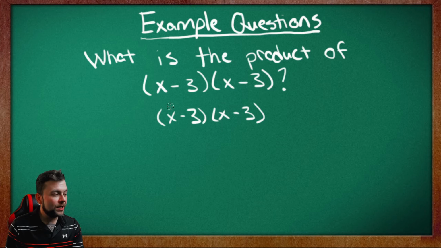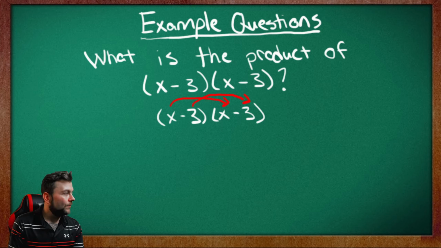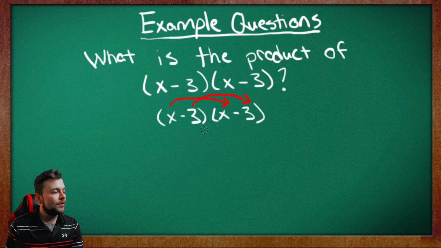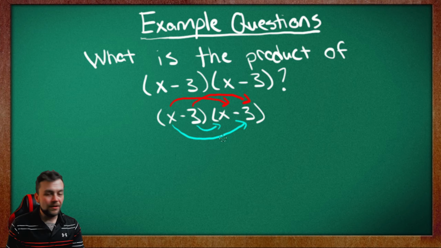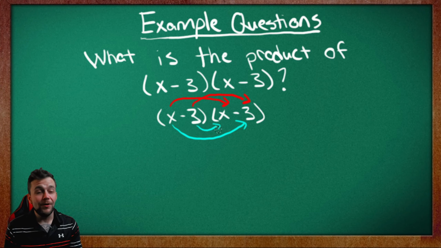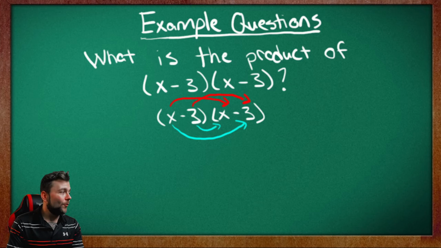Another FOILing example, I know. So first term times first term. Our outside terms. I'm just drawing all of the arrows out right now. Your inside terms. And let's see, first times first, first times the outside. We still need to draw that arrow. As long as the arrows are all pointing to all of the letters, we're good, right? Don't worry, we've got it.